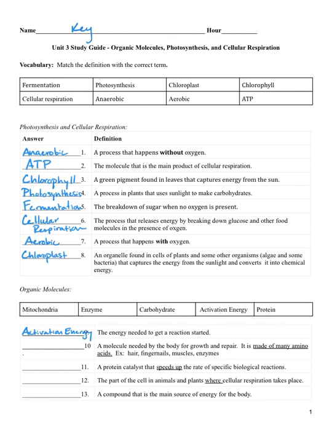Number 10 says a molecule needed by the body for growth and repair. It's made of many amino acids. So examples would include hair, fingernails, muscles, enzymes, things like that. And those are proteins. So remember, proteins are made of amino acids.